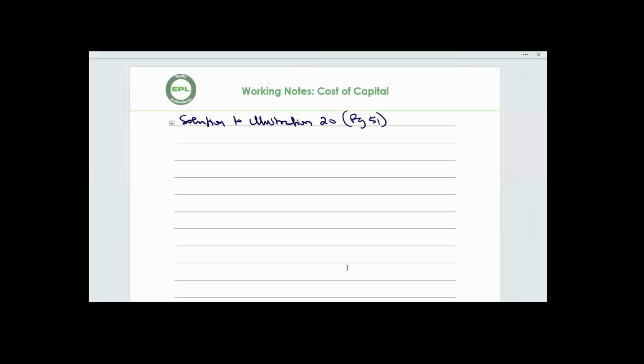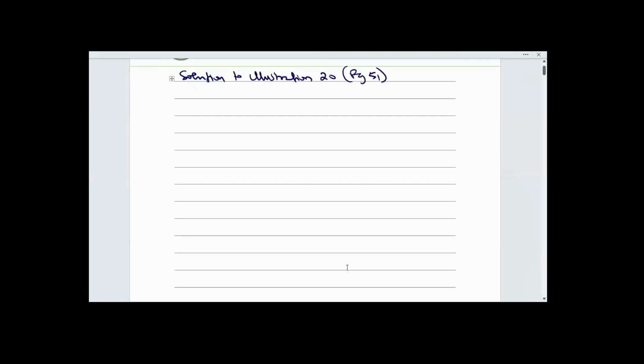All right. So we want to calculate project-specific cost of capital. The name of this company is Kilimanjaro PLC. Calculating project-specific cost of capital. So that's what the examiner wants you to calculate.